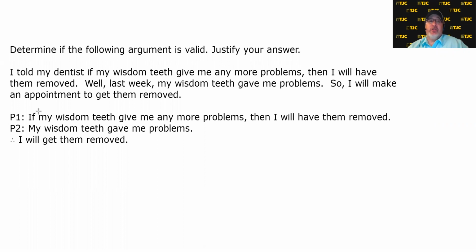All right, the first premise is a conditional. "My wisdom teeth give me any more problems" is the antecedent. The consequent, "I will have them removed," is essentially the conclusion, just in a different verb tense. The second premise, "my wisdom teeth gave me problems," is the antecedent. So here is our structure. If antecedent, then consequent is the first premise. The second premise is the antecedent. The conclusion is the consequent.